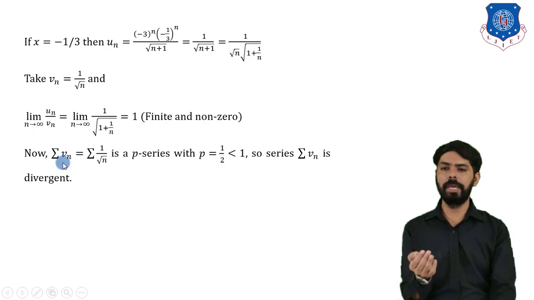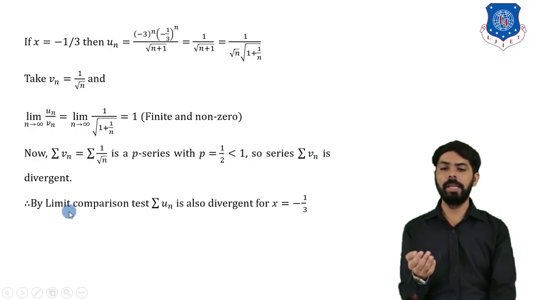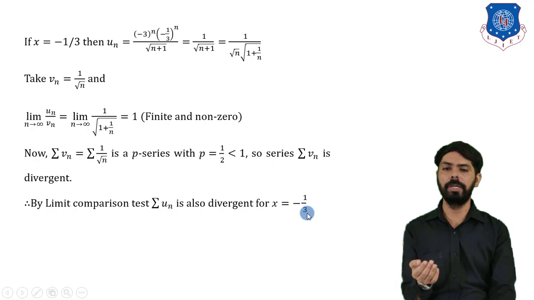Now sigma Vn is equal to sigma 1 upon root n, which is a p series with p equal to 1/2, which is less than 1. So series sigma Vn is divergent. Therefore, by limit comparison test, sigma un is also divergent for x equal to -1/3.